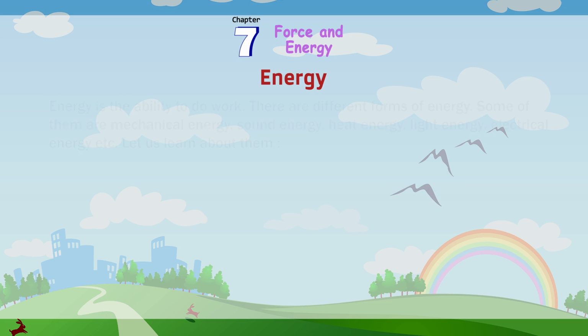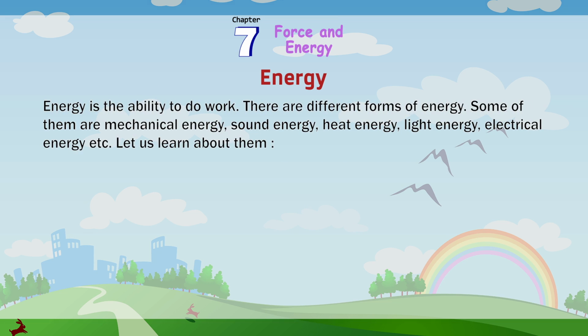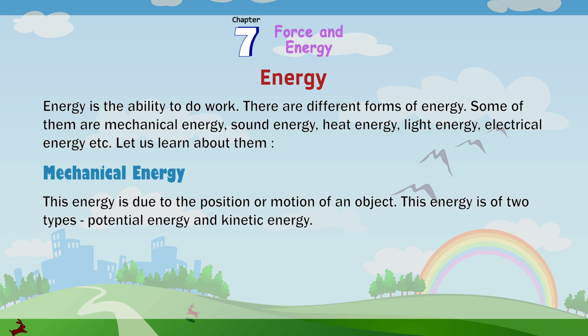Energy. Energy is the ability to do work. There are different forms of energy. Some of them are mechanical energy, sound energy, heat energy, light energy, electrical energy, etc. Let us learn about them. Mechanical energy. This energy is due to the position or motion of an object. This energy is of two types: potential energy and kinetic energy.